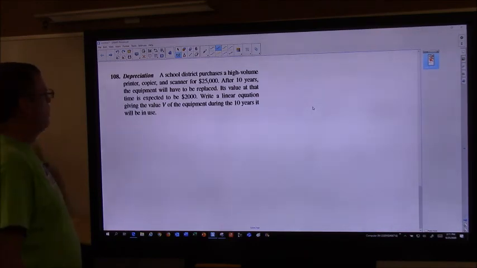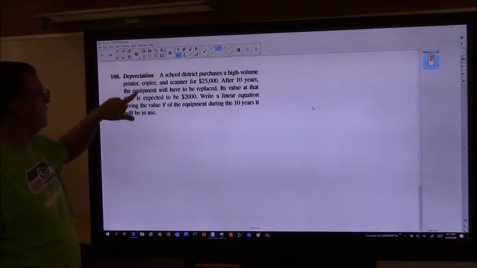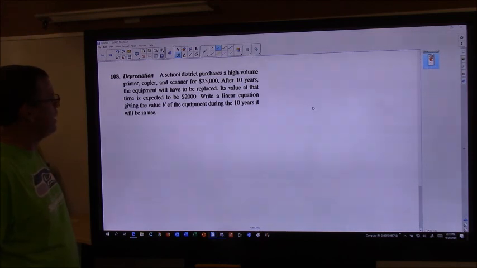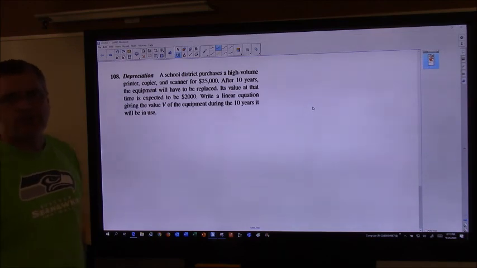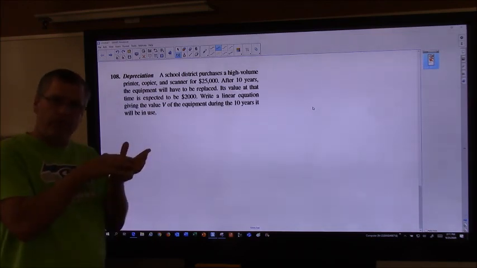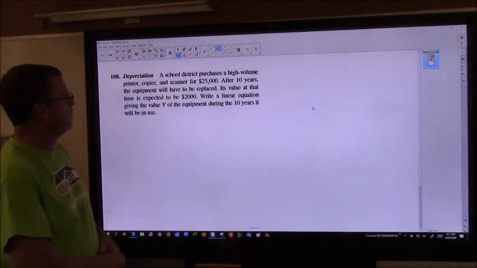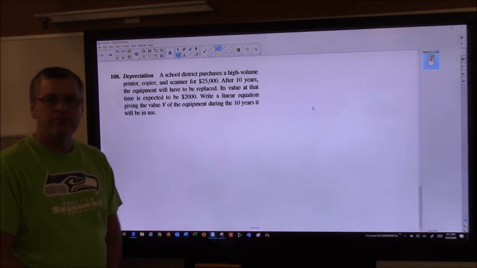All right, so we've got another problem here. It says, and I'm just taking these out of our book. A school district purchases a high-volume printer, copier, scanner for $25,000. And after 10 years, the equipment will have to be replaced. Its value at that time is expected to be $2,000. And they want us to write a linear equation giving the value V of the equipment during the 10 years it will be used. So you guys go ahead and try this. Remember, you want 2 data points. Once you have 2 points, it should be easy to write the equation of a line, and that's what they're asking us to do here. Okay? Go ahead and give it a shot.